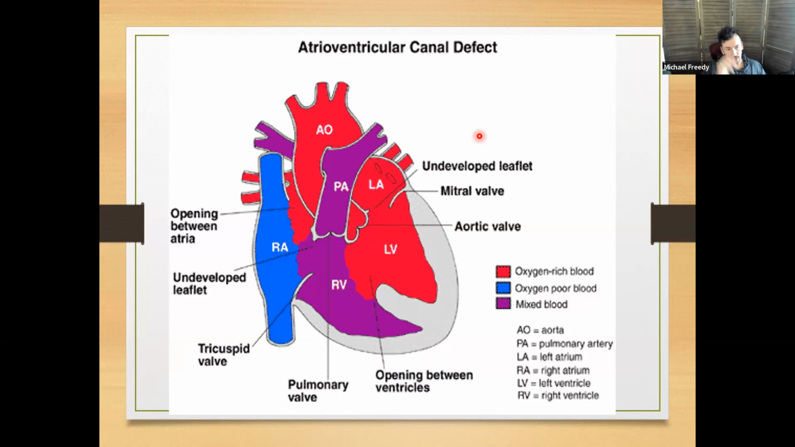Then the intermediate is going to have fused but separate AV valves, and will also have some sort of ventricular septal defect. And then complete is what we have on the screen, where there's one shared AV valve and complete communication between all 4 chambers. All right, great answer, Mike.